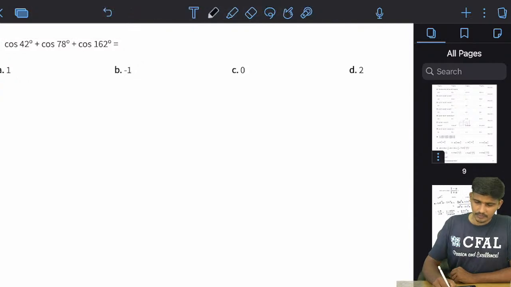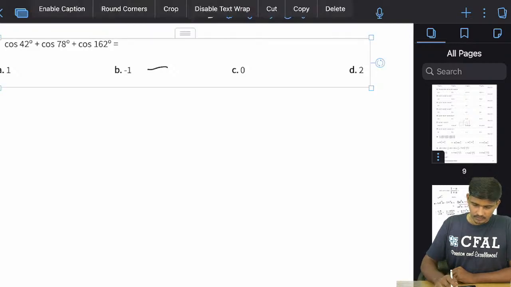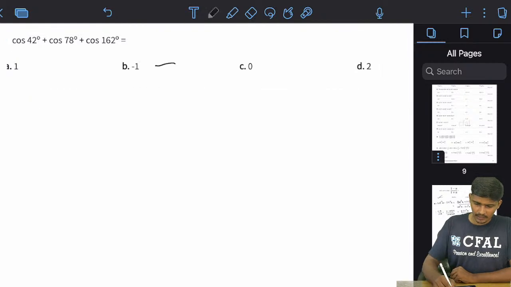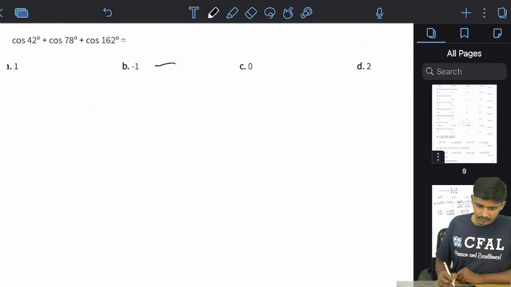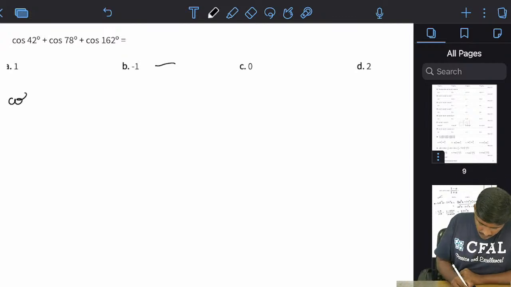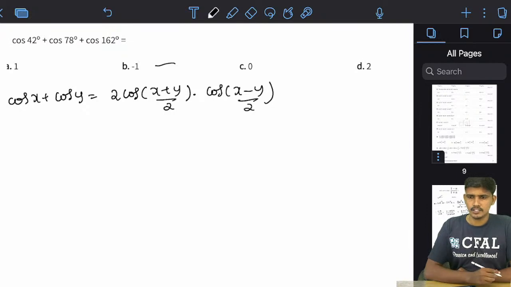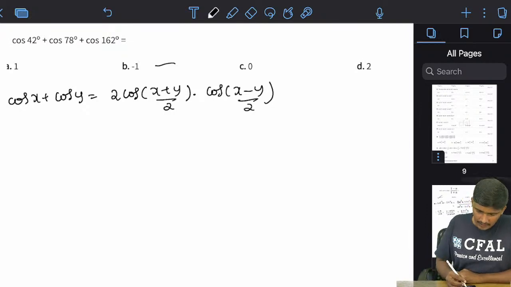How to do this problem? Whatever you are doing in trigonometry, the cos x plus cos y formula is very, very important. Please note that this formula is very important for solving problems. We know that cos x plus cos y is equal to 2 cos of (x plus y) by 2 into cos of (x minus y) by 2. We know this formula, so I am applying that for the first two terms.